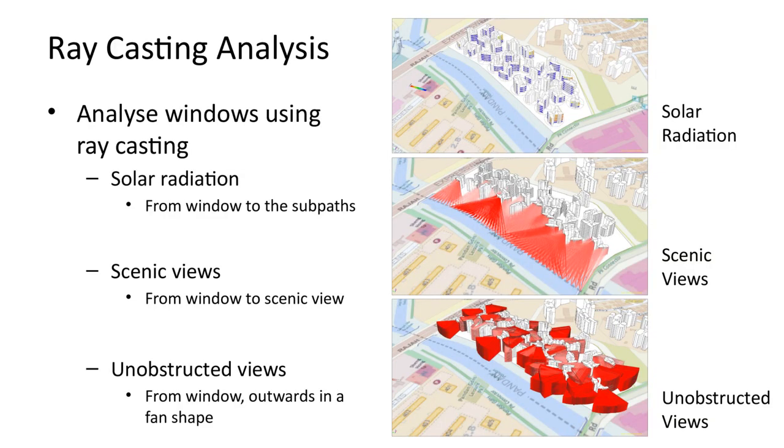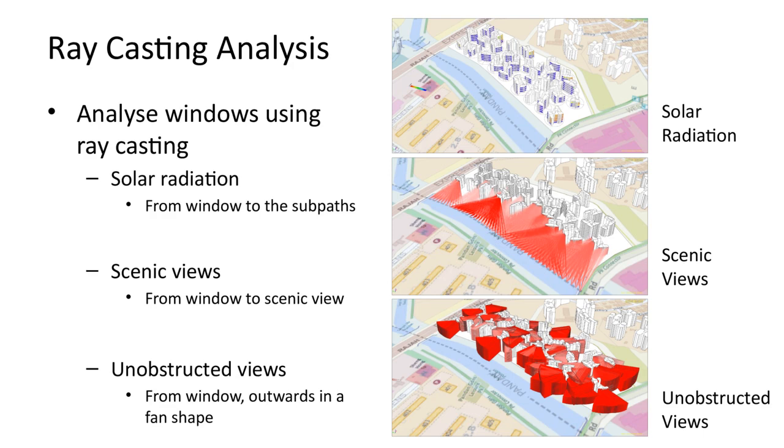Here, we show 3 examples of performance indicators using ray casting. All 3 indicators are calculated for the windows on blocks of high-rise apartments. The indicators are calculated by analyzing the center point of each window. The first is a solar radiation indicator. It is calculated by casting rays from the window centroid towards the sun paths for a specific latitude.